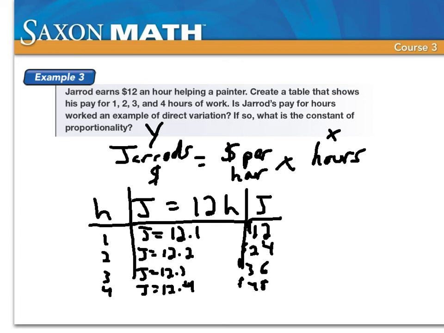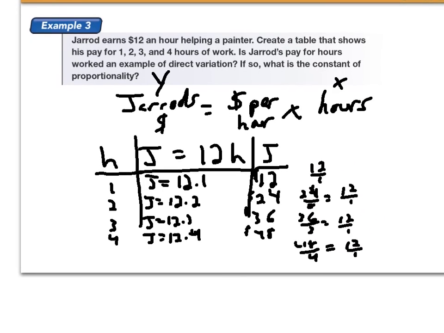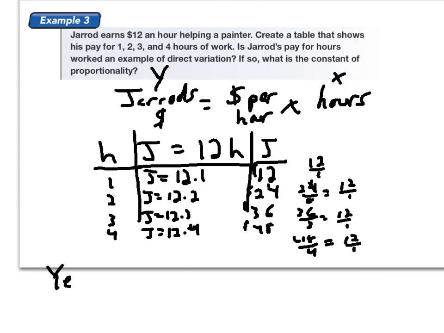Okay, we need to figure out, is it an example of direct variation? So is the ratio of his dollars to his hours the same every time? Well, this first one is 12 over 1. Then we've got $24 for 2 hours, which is the same as 12 over 1. Then we got $36 for 3 hours, which is the same as 12 over 1. And then $48 for 4 hours, which is the same as 12 over 1. So this ratio is the same every single time. Okay? So yes, it's direct variation.